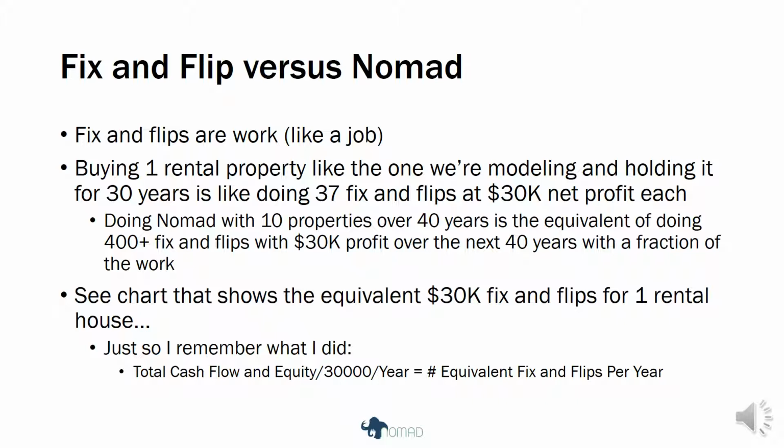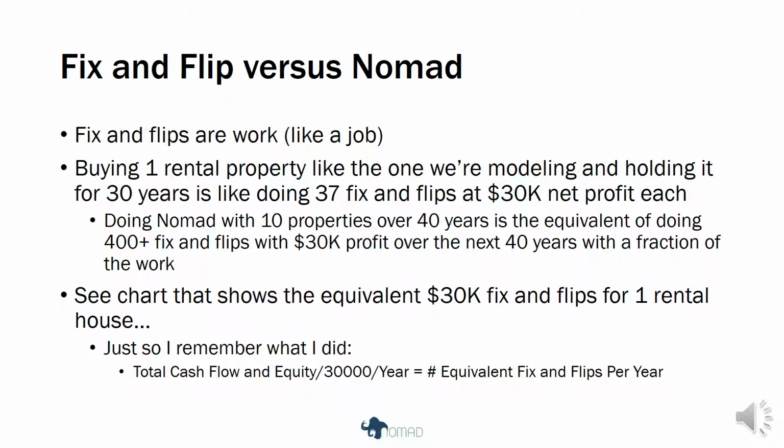So I did some math, and buying one rental property like the one we've been modeling throughout this entire presentation and holding it for a 30-year period. So you buy a rental property, maybe you do it as a Nomad, maybe you don't, but actually the model is based on you doing it as Nomad. So you buy a property as a Nomad, you hold it for 30 years. Holding that one rental property for 30 years is the equivalent of you doing 37 fix and flips, making $30,000 net profit each. I'll say it another way, the amount of money you make holding a rental property for 30 years is the same amount of money you would make doing 37 $30,000 fix and flips.